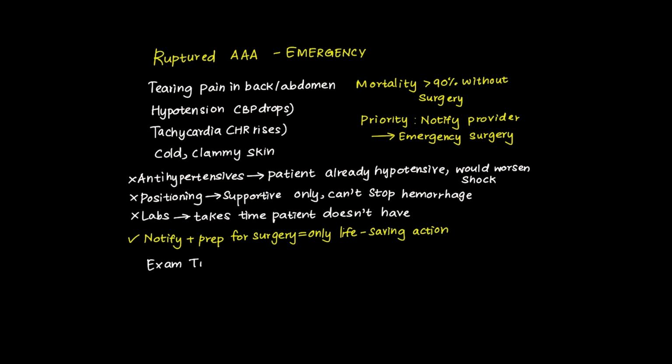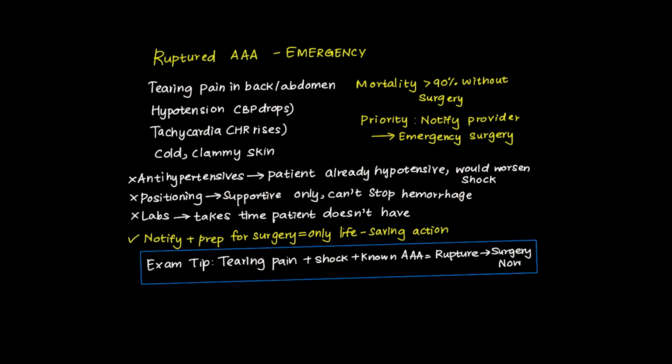Here's a WGU D454 OA exam tip for you. Tearing pain plus hypotension plus tachycardia plus known aneurysm equals rupture equals emergency surgery. There is no conservative option. Recall hook, ATR. ATR means time for emergency aortic repair.